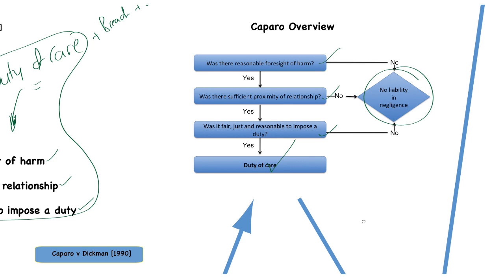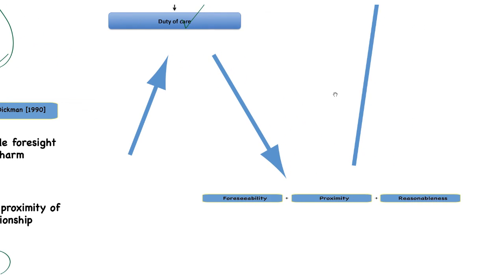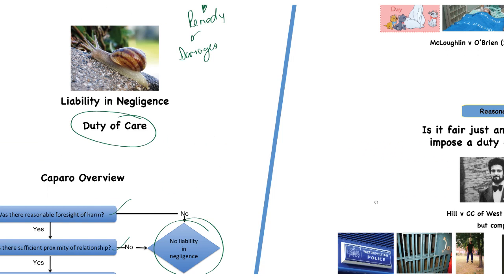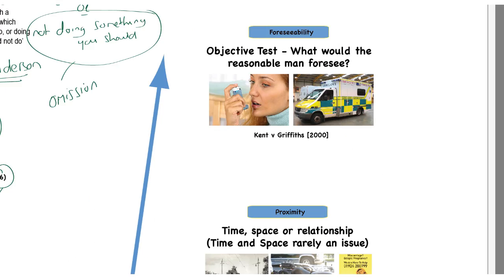Okay? And if we want to shorten that even further, my students just talk about the 3-stage duty of care test, the Caparo test. So this is the Caparo test as being foreseeability, proximity and reasonableness. And what we're going to do is spend the last part of this just going over each of those 3 elements. What do we mean by each of those three elements? I've got to make my way all the way to the top here now.